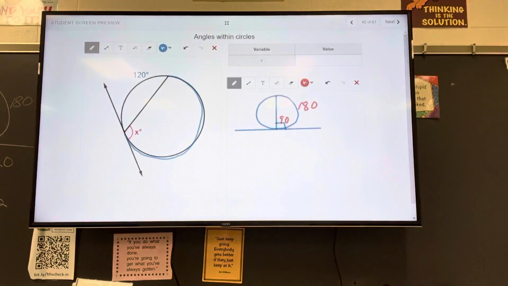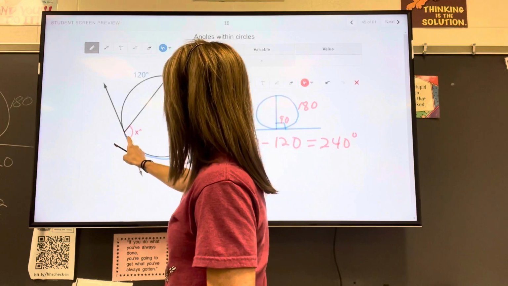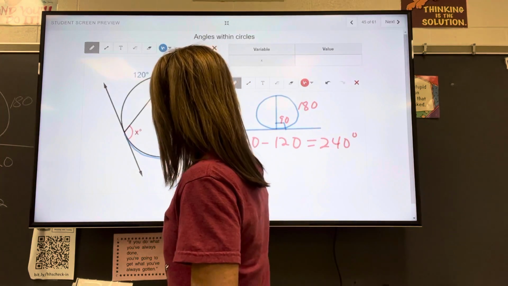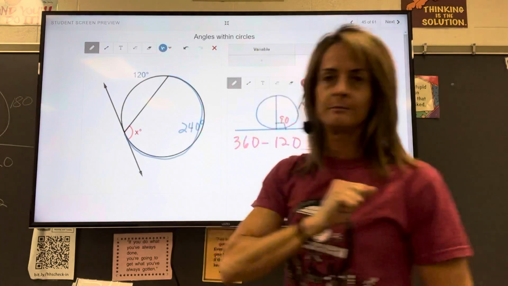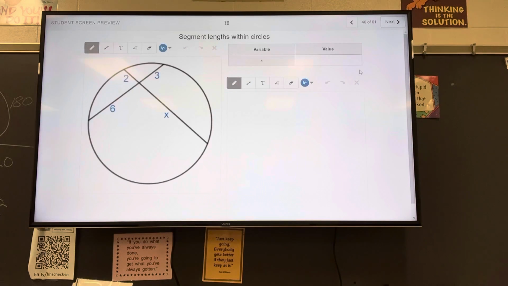So that's 360 minus 120, and that's 240 degrees. And you guys check my work because I don't have a calculator out. So if the measure of this arc is 240 degrees, and the relationship between this arc and this angle is half, the measure of this angle is 120. How are we doing? I got one thumbs up. I'll take it.